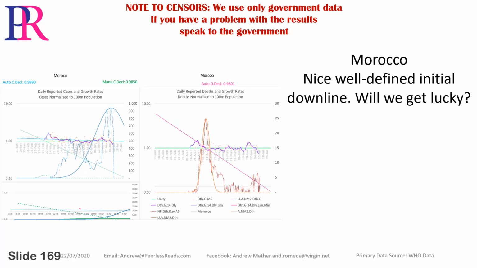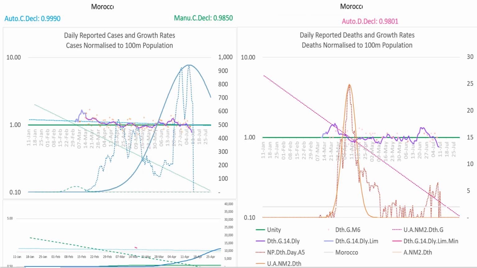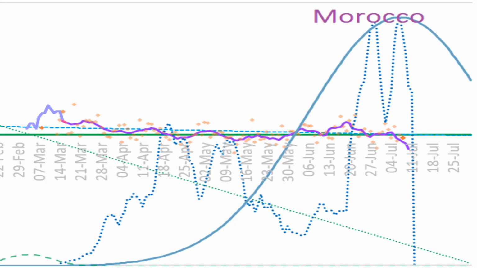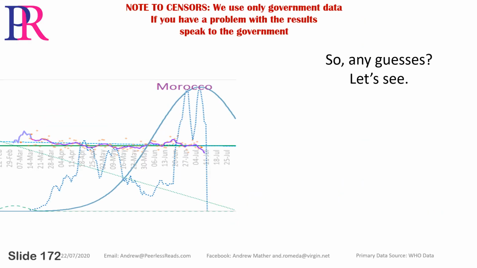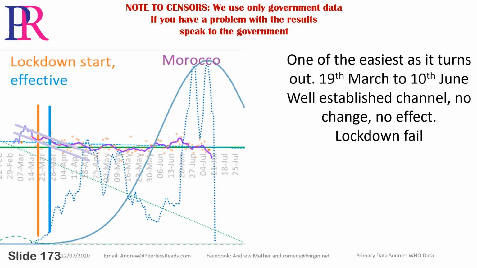Morocco, nice well-defined initial downline, will we get lucky? So any guesses? Let's see. One of the easiest as it turns out, 19th March to 10th of June. Well-established channel, no change, no effect, lockdown fail.